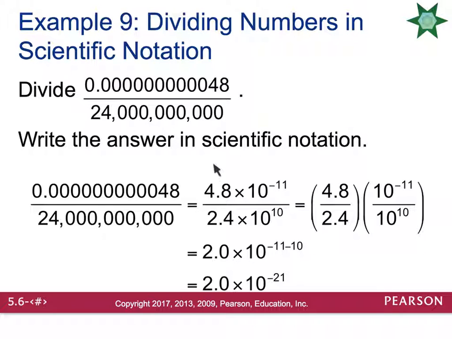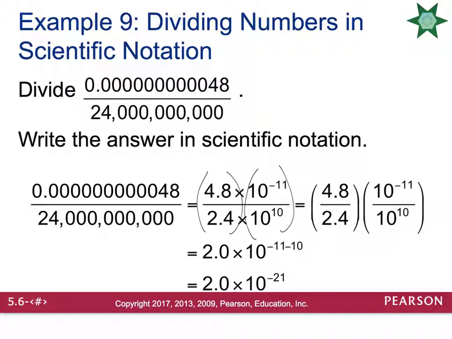Because it's a small number. And then here, we want to put the decimal between the 2 and the 4. So we're going to move it 1, 2, 3, 4, 5, 6, 7, 8, 9, 10 places. So this bottom one is going to be 2.4 times 10 to the plus 10. So that's how we get our scientific notation for each number. Now we're dividing. We can group these together, the 4.8 and the 2.4, and then the 10 to the minus 11 and the 10 to the plus 10.